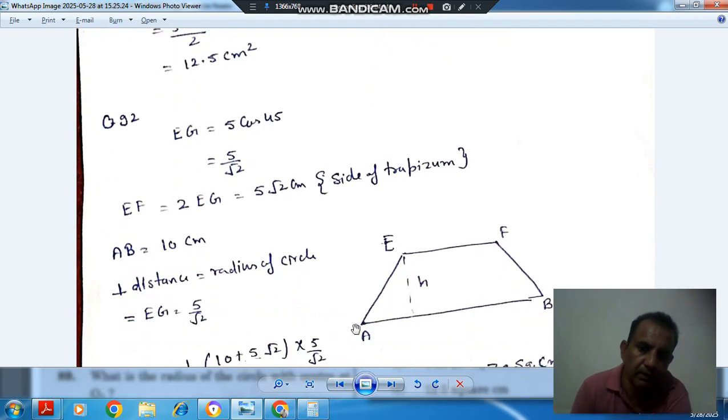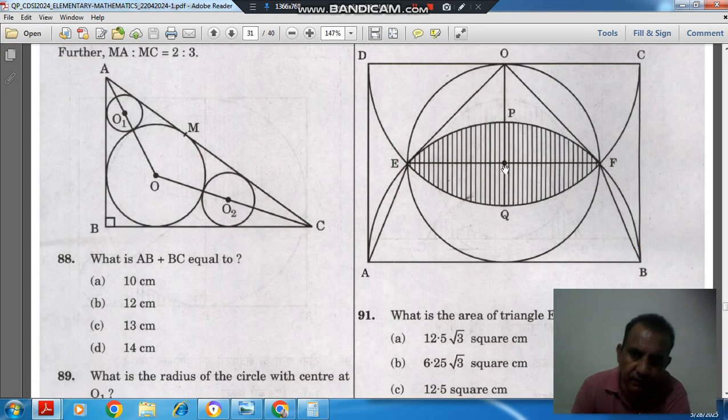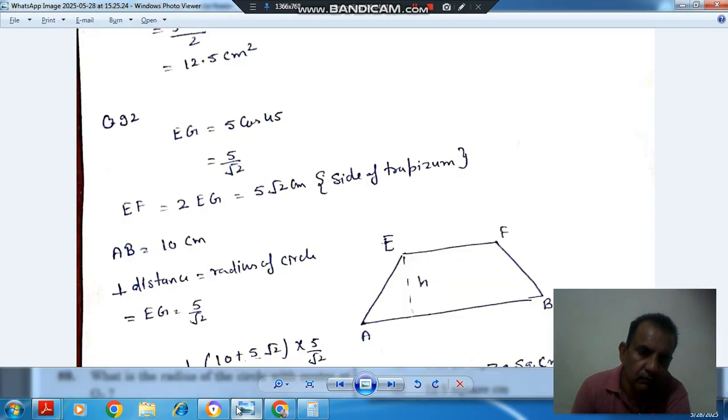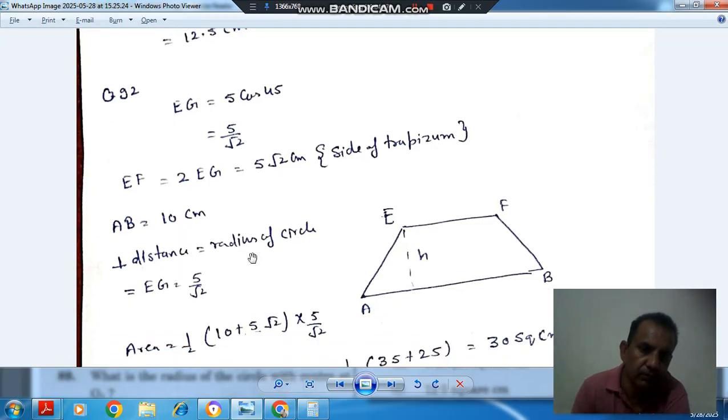Now AB is length of rectangle, that is 10 centimeter, and from the figure we can see that this is the radius of the circle, and radius of the circle is same as this because this angle is 45 and this is also the radius of the circle. So EG will be equal to height also, height of trapezium also. So this is H. So perpendicular distance or height is your radius of circle, that is 5 root 2.